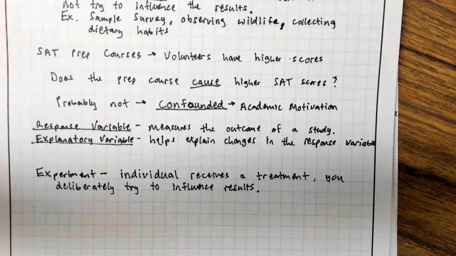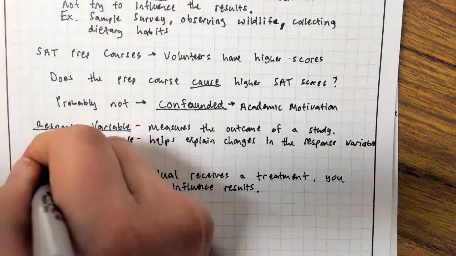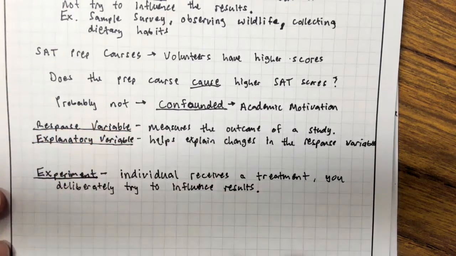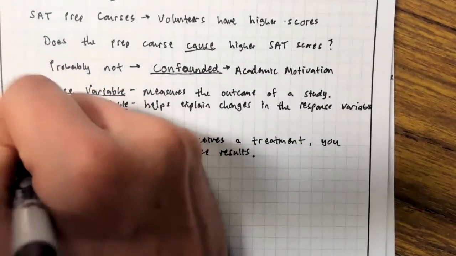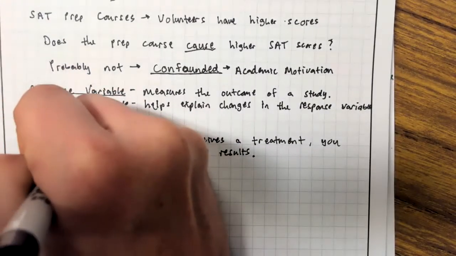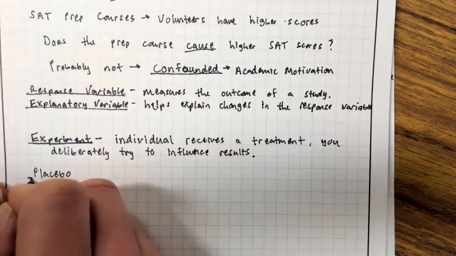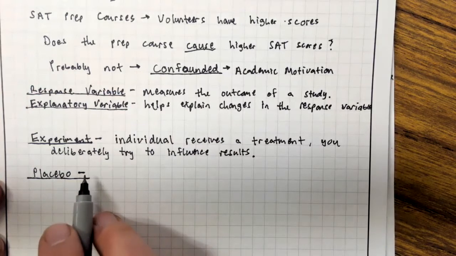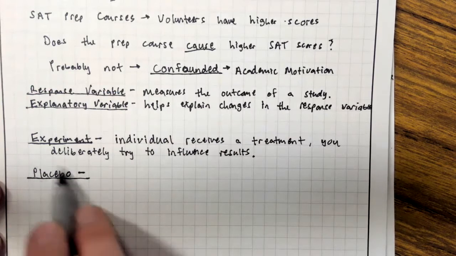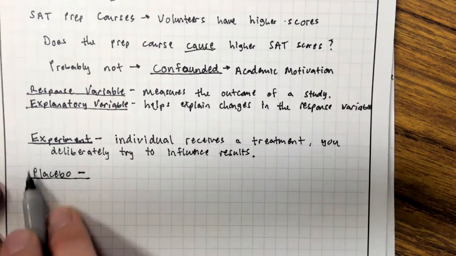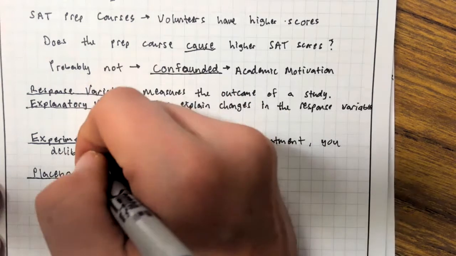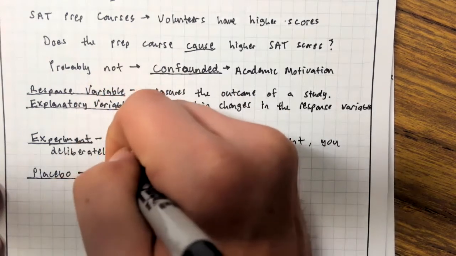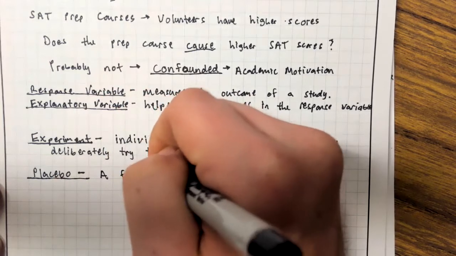A couple other things real quick regarding vocabulary of experiments. One thing is a placebo. So when you're comparing medical trials, like, does this medication work? Some of the individuals in that study are going to get the actual medical treatment, and then the others are going to get a false treatment. That false treatment is called a placebo. So a placebo is simply a false treatment.